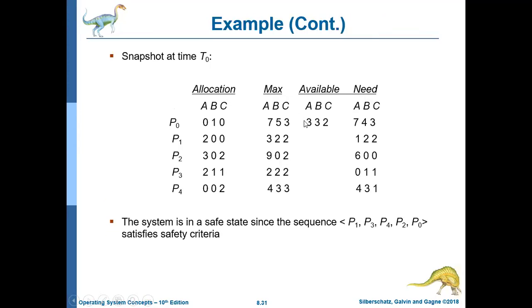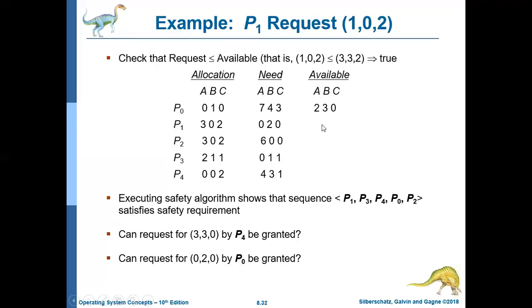Now we have available 332. Can we allocate 102 out of this 332? Yes, we can allocate 102 out of 332. 332 is the current availability of the system. This condition is true. Now what we are doing, we are pretending that we are allocating these resources to P1. We are not actually allocating, we are just pretending to check what will be the situation next.